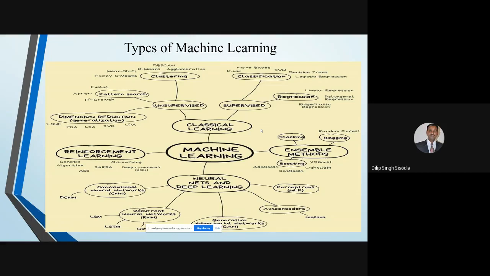If we want to search for association or relationship between two items, then the problem is pattern search or association rule mining. If we want to reduce the dimension, what is this dimension? There are two things I would like to mention. Maybe you are aware of it. One is feature selection and another is feature reduction. Both are not the same. Feature selection is something different, feature reduction is something different. And t-SNE, PCA, LSA, singular value decomposition, linear discriminant analysis, these are the dimension reduction techniques.